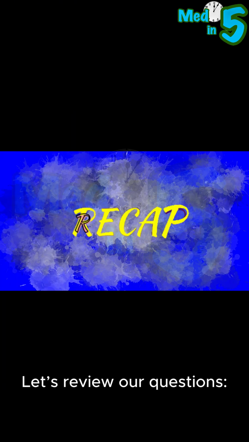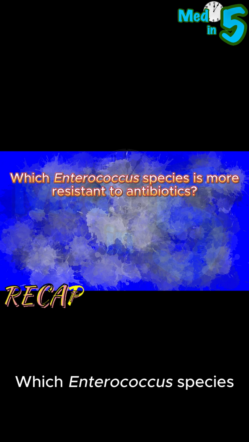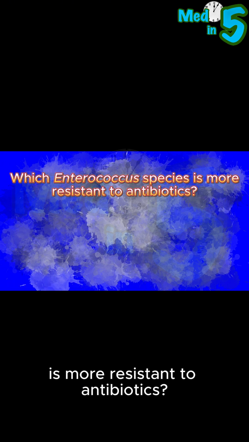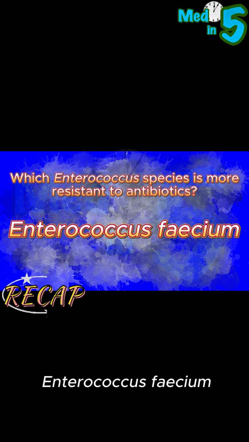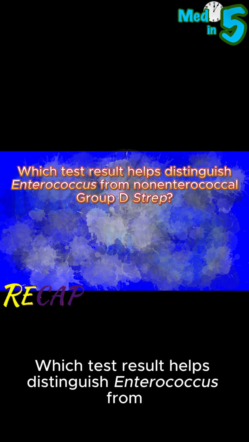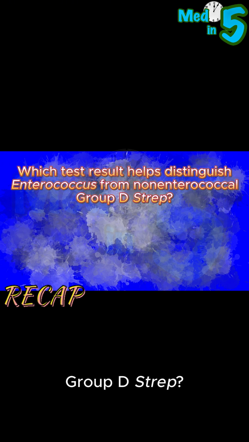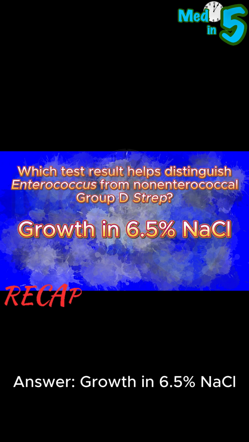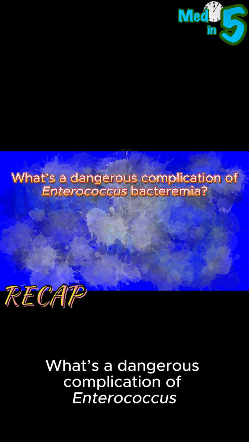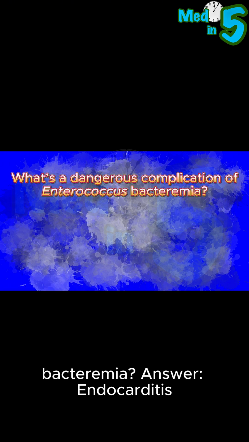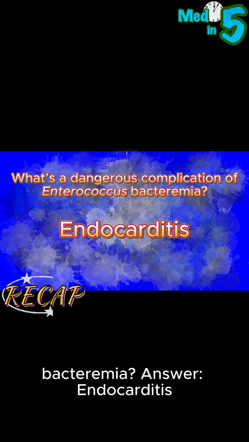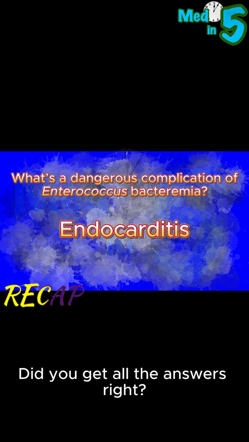Let's review our questions. Which Enterococcus species is more resistant to antibiotics? Answer: Enterococcus faecium. Which test result helps distinguish Enterococcus from nonenterococcal Group D Strep? Answer: growth in 6.5% NaCl. What's a dangerous complication of Enterococcus bacteremia? Answer: endocarditis.